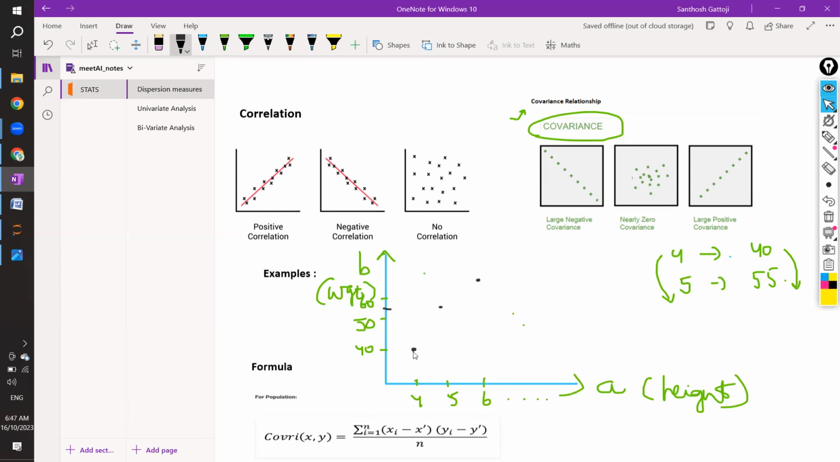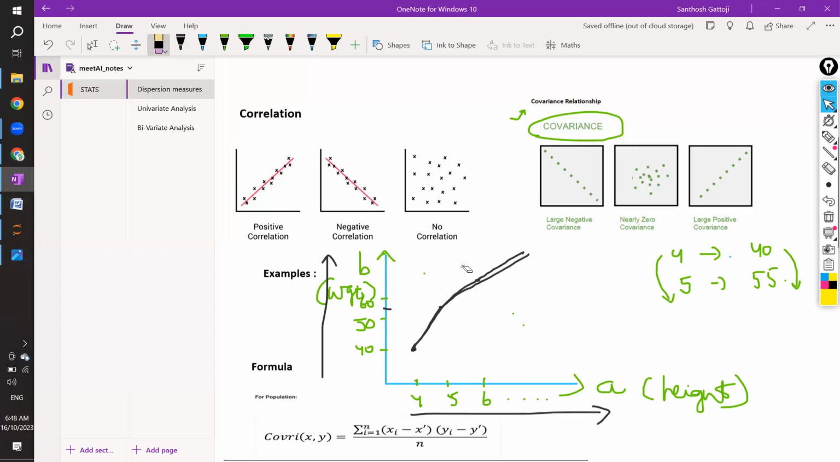Now if you start joining these points, you get a graph, and as you can see, it is increasing as both of the values are increasing. That means as you increase the value of A, the graph is going up. Similarly, as you increase the values of B, the graph is also going up. If I draw it in a better way, it will look like this.